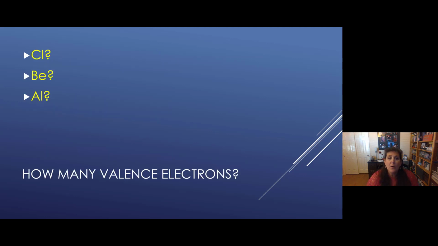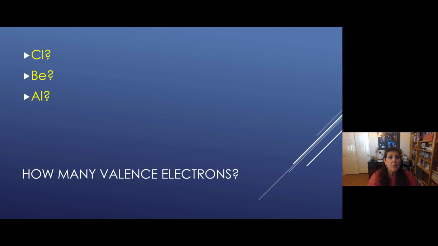Let's try some more valence electrons. Let's look at chlorine, beryllium, and aluminum. I want you to write out the electron configuration for them, and then look at the outer level and tell me how many outer valence electrons there are. So hit pause and look at your periodic table, okay? Really practice, especially if this is an online class, because this is your lecture, so you need to practice this. So go ahead and hit pause for me.